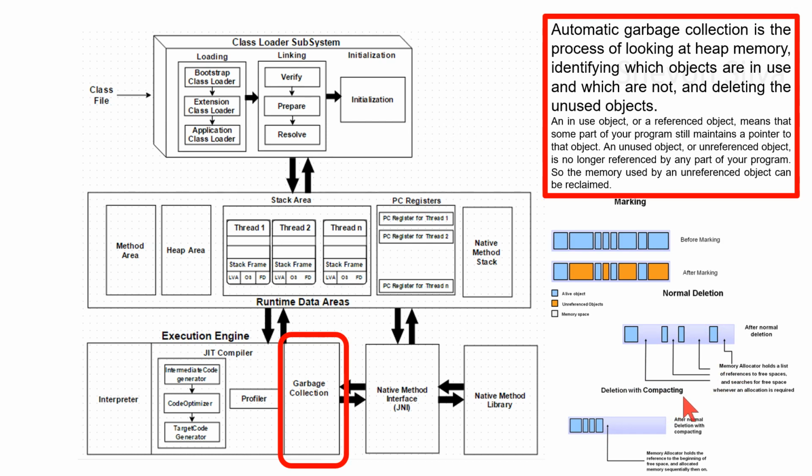And deletion stage 3 is the deletion with compacting. To further improve performance, in addition to deleting unreferenced objects, you can also compact the remaining referenced objects. By moving referenced objects together, this makes new memory allocation much easier and faster. Here, after normal deletion with compacting, you can see the free space is here, and the memory allocator holds the reference to the beginning of the free space here and allocates memory sequentially from then on.